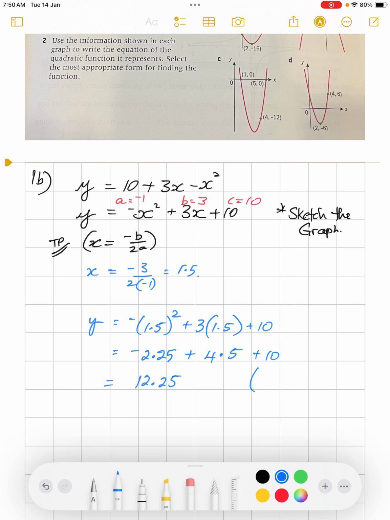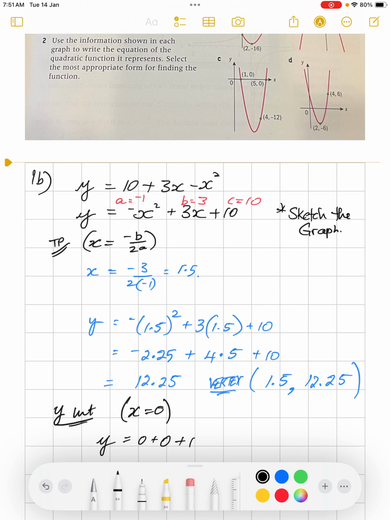So we've got the vertex, that's part B. We've already got the turning point at 1.5, 12.25. Now that is the vertex. Let's find the y-intercept. The y-intercept happens when x equals 0, or it's the constant on the end, and so you would get y equals 0 plus 0 plus 10. So it crosses the y-axis at 10.